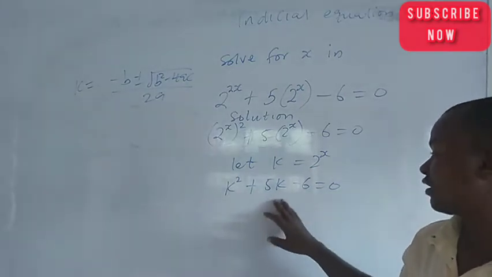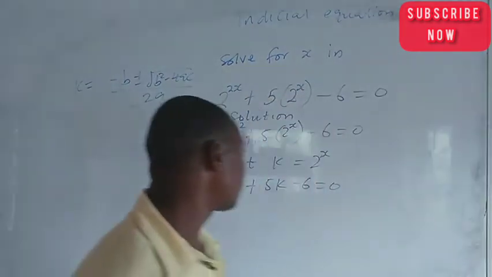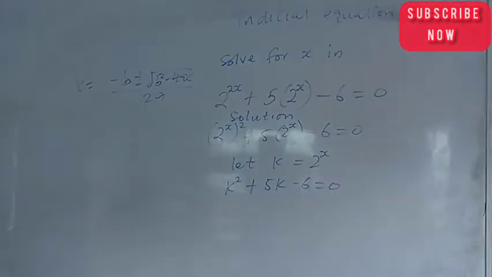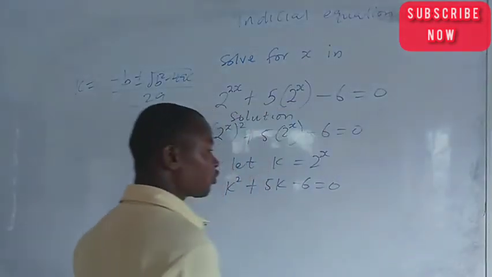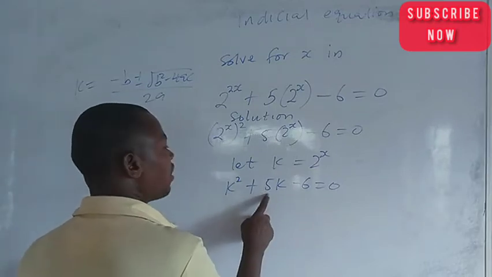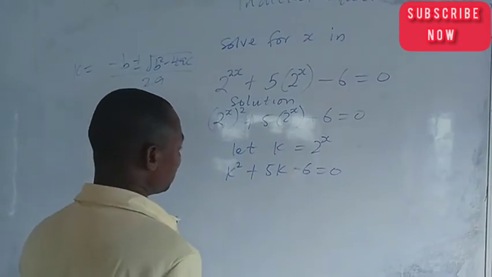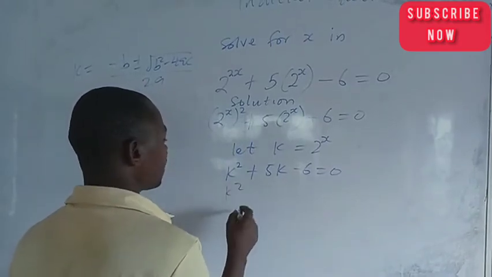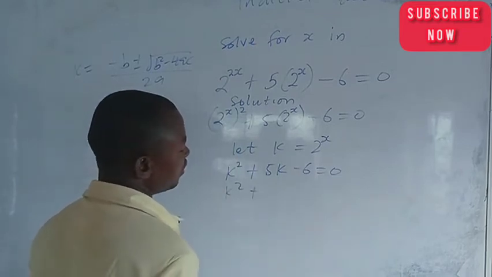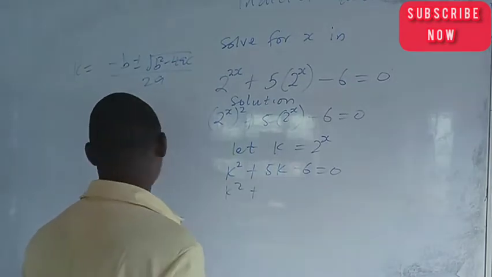Now this one I think is factorizable. So we're going to use the factorization method here. In the factorization method, we look for two things that when we add or subtract them, give us this value, and when we multiply them, give us this value. And I think we'll be having k squared, that means a plus 5, 6, minus 6, and plus 1 are the values we're going to get.